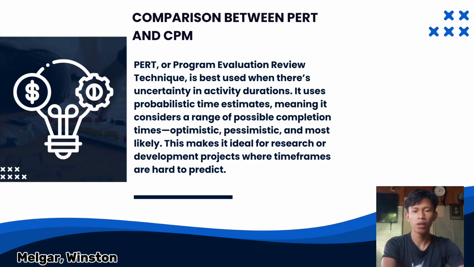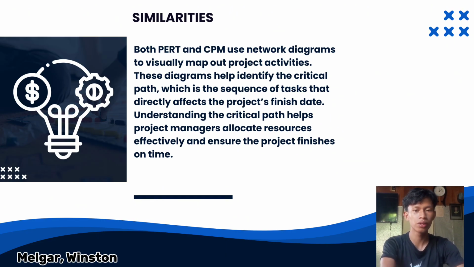Now, moving on to similarities, both PERT and CPM use network diagrams to visually map out project activities. These diagrams help identify the critical path, which is the sequence of tasks that directly affects the project's finish date. Understanding the critical path helps project managers allocate resources effectively and ensure the project finishes on time.